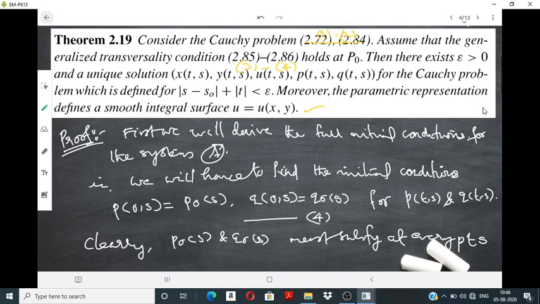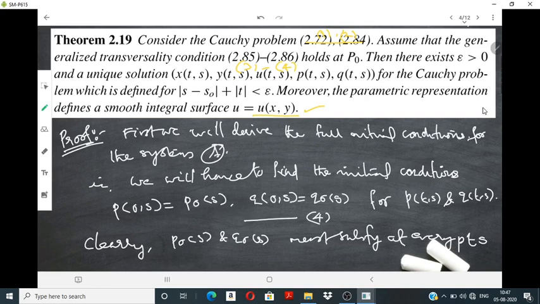Then there exists an epsilon greater than 0 and a unique solution x, y, u, p, q in the parameters t, s for the Cauchy problem, which is defined for |s - s naught| + |t| < epsilon. Moreover, the parametric representation defines a smooth integral surface u equal to u of x, y. Okay, so this is the statement of the theorem.